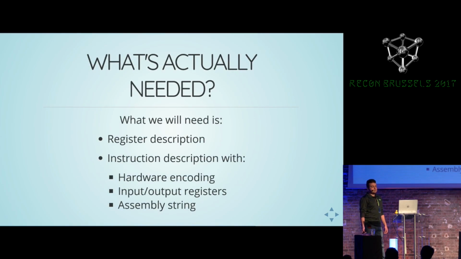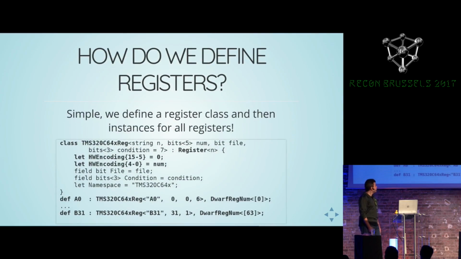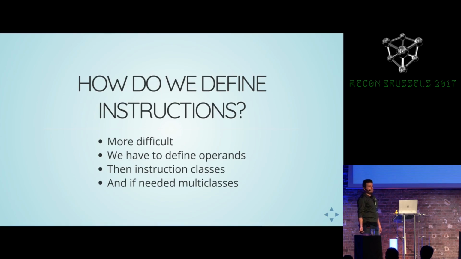What we will need is the description of the registers and the description of the instructions with the hardware encoding, the input-output registers, the operands, and the assembly string. Let's see how we can define the register. We first define a register class, TMS320C64X-Reg, that is a subclass of the standard register class. We specify the hardware encoding, and we define instances of this class, which are the actual registers. So this is pretty simple.